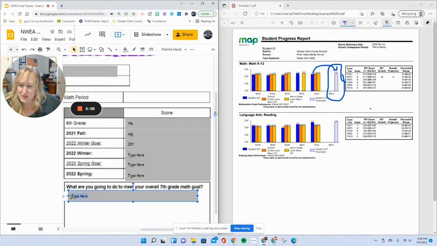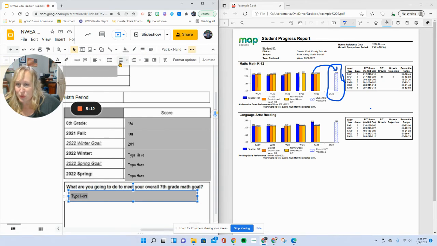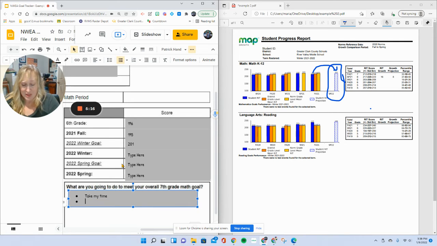What are you going to do to meet your goals? Some things that you might do. This is not necessarily what you're typing, but you can reflect upon this and choose the ones that might work for you. Take my time. Get a good night's sleep. Use headphones to silence outside noises. Let's use that. Quiet.